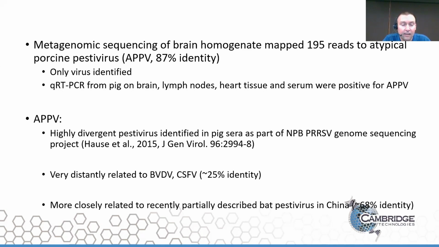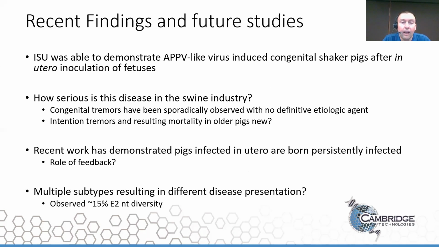So APPV was just discovered less than 2 years ago. When we found it, we initially genetically characterized it. It was very distantly related to BVD and classical swine fever, only about 25% similar. It was, however, more closely related to these bat pestiviruses in China. More recently, ISU was able to show that APPV causes congenital tremors. So when fetuses are infected in utero, they are born with congenital tremors.